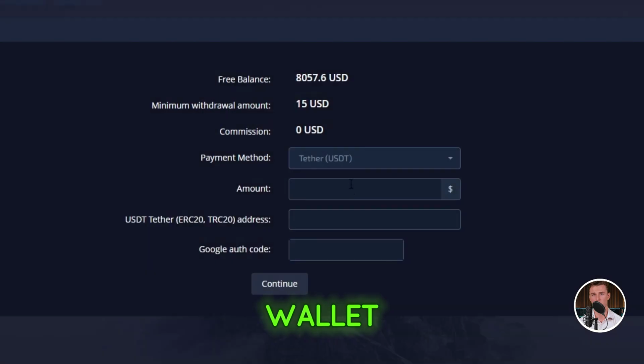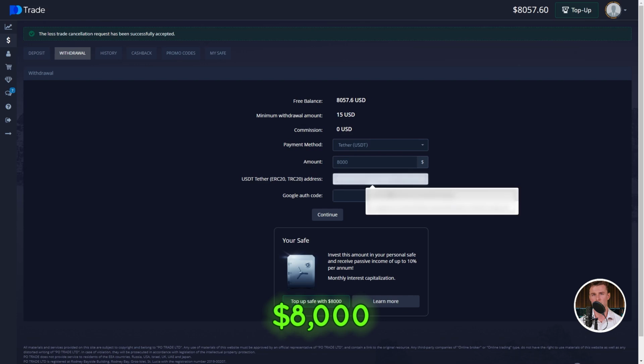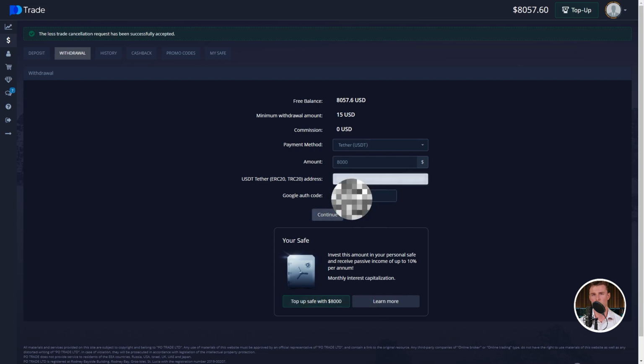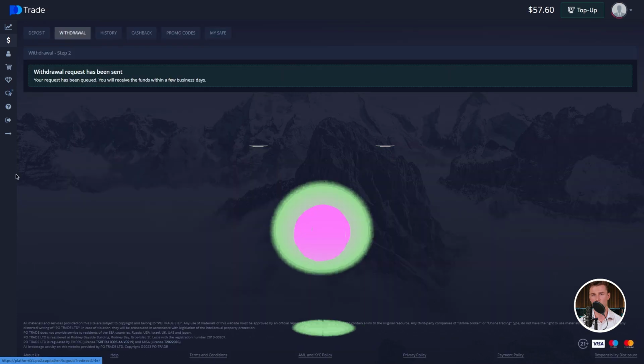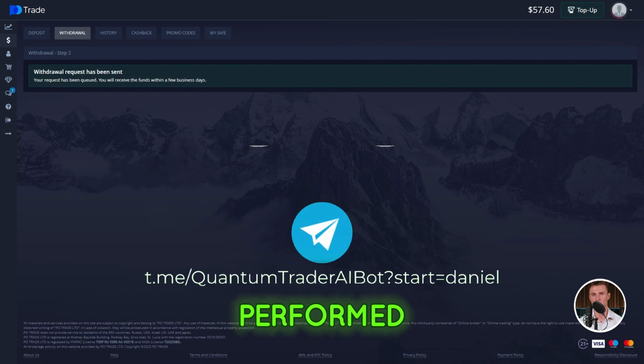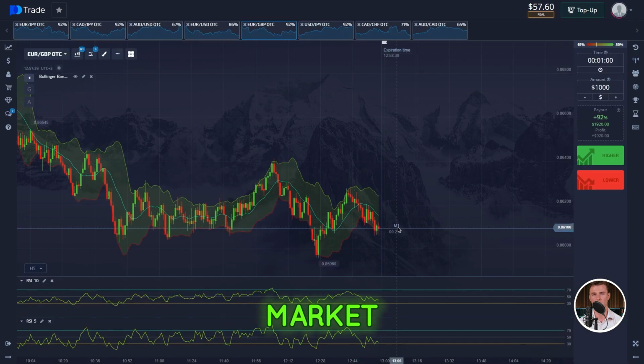We select a wallet. The amount will be $8,000. The operation is being successfully performed. This is how interesting trading turned out on the OTC market today using this strategy.